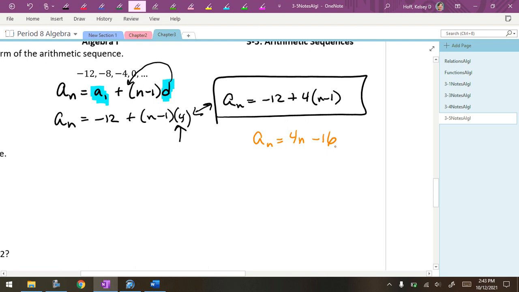What did Alex do to get that? And what do you mean by simplify? You're right, Sophia. What did they do? Yeah, they distributed it and combined like terms, right? Now, here's the deal that I'm going to tell you. If you type this incorrectly, it won't count it wrong. It's not counting it wrong because you didn't simplify. It's counting it wrong because either your first term or your common difference is wrong, okay?